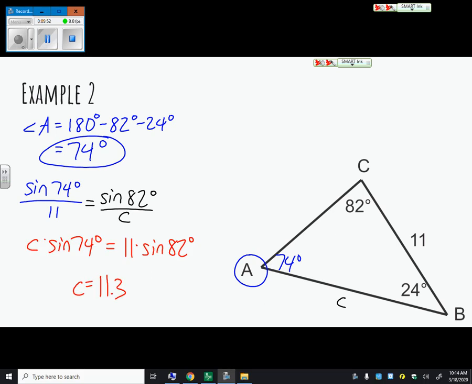On that one, I hope you got 11.3. If not, there's the math I did for it. All right, so we got C is 11.3. That's down here. I want you to go ahead and set up and find side B. Hit pause on the video again, set it up, solve it, and we'll come back and see if we match answers.